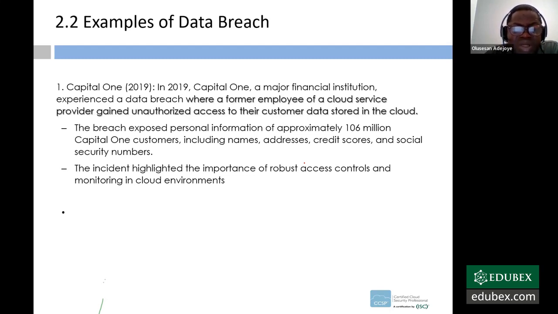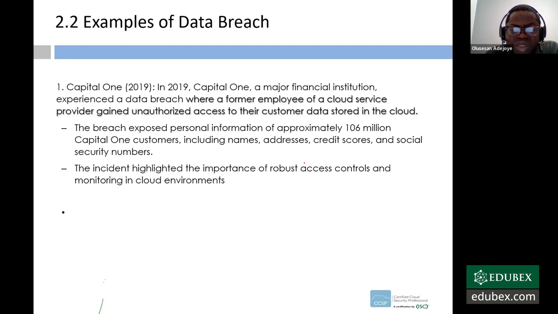So when your employee, internal staff, you recall with me that when we talk about threats, the major threat that organizations are faced with is actually the internal insider threat. Insider threats are threats posed by your former employee or disgruntled employee that understand the architecture of your network and could now use that knowledge to cause havoc on the network. So the former employee gained unauthorized access to the customer data stored in the cloud. And this led to about 106 million customers' personal information being exposed.